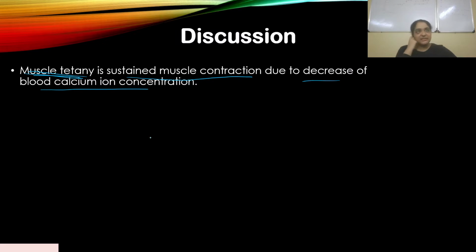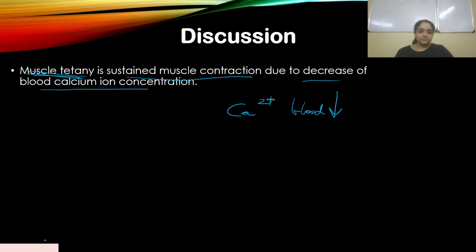Now when muscle tetany happens, there's sustained muscle contraction, and this happens due to blood calcium ion concentration dropping. In the blood, please don't confuse this with the sarcoplasm. In the blood, if the calcium ion concentration drops, even up to 50%, this will be a very big cause of concern. It could lead to muscle tetany, especially in the respiratory muscles.